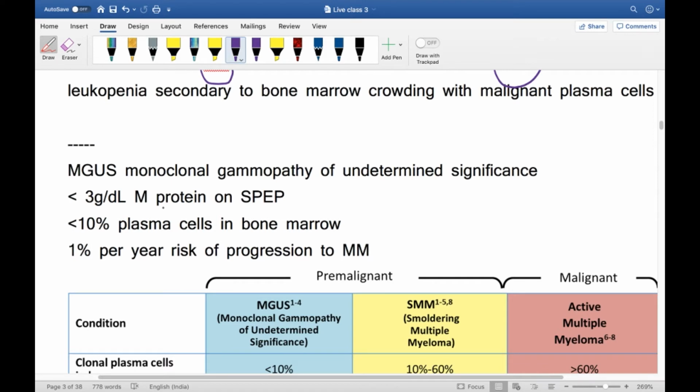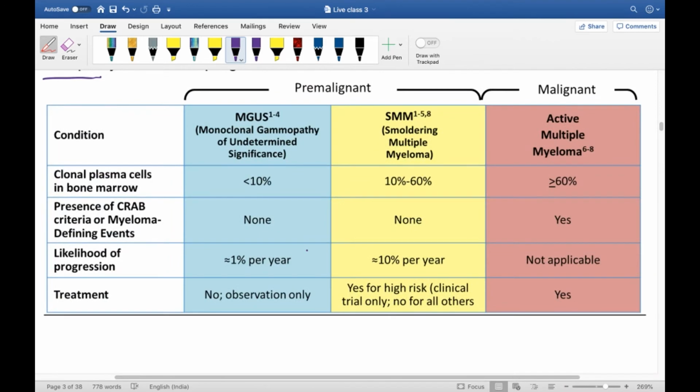Now comes the favorite MCQ of the NEET PG examiner. Monoclonal gammopathy of unknown significance. How do you diagnose? In them, the M protein is elevated, but it is less than 3 grams. If it were to be more than 3 grams, it would have been multiple myeloma. Less than 10% plasma cells only, but to call multiple myeloma, you need more than 10% plasma cells. 1% per year of risk of progression to multiple myeloma is what you should remember.